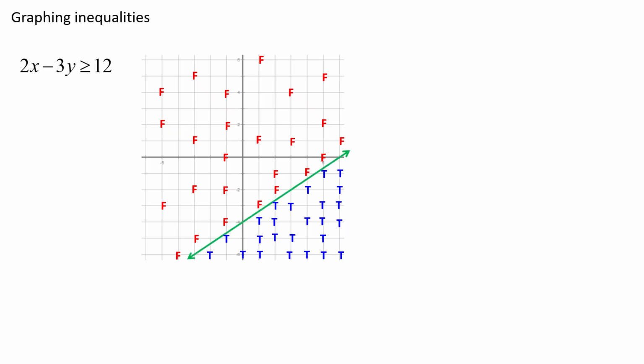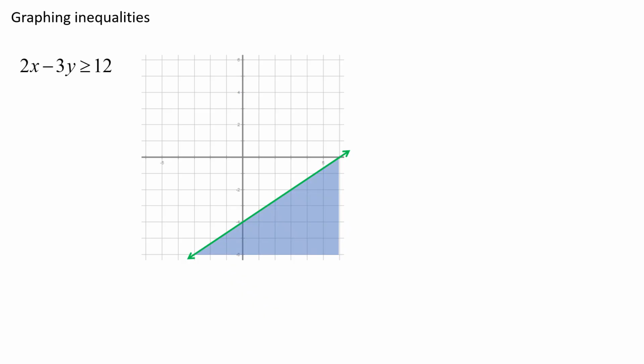Mathematicians have discovered that there is usually a line that separates all the true points from all the false points. And I'd like to show you how to find that line next. Now, we don't much care about the false points. We only care about the points that make it true. It turns out the answer to this problem is the picture you're looking at here. It's a shaded region representing where all the points that make the inequality true are.